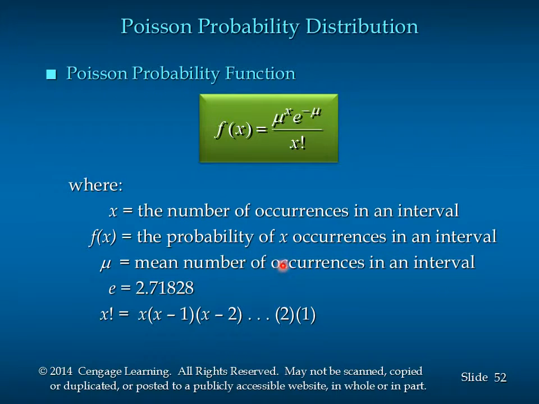And here's the mean number of occurrences you normally get in an interval. The value of E is just 2.71, much like pi is 3.14, okay. And then it's X factorial, which is the factorial of the number of occurrences in an interval.